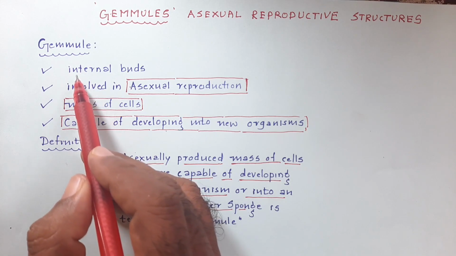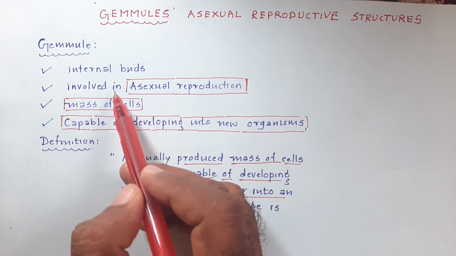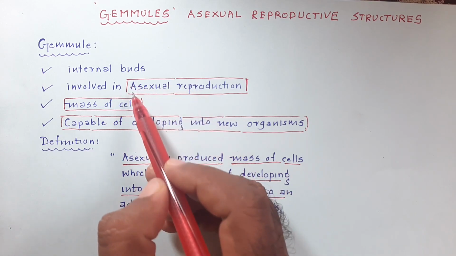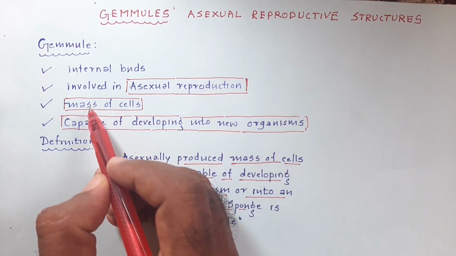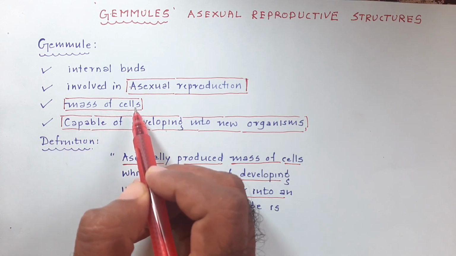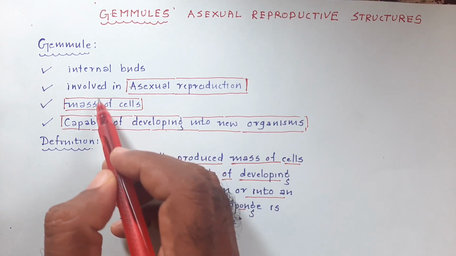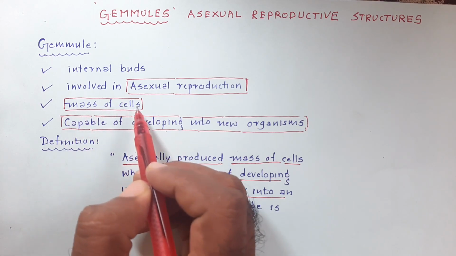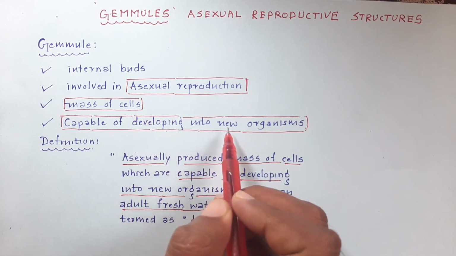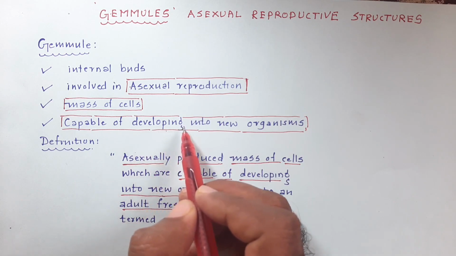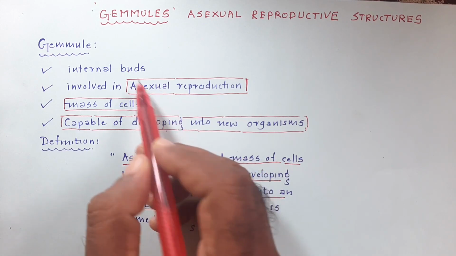So the gemmule is considered an internal bud, and mainly gemmules are involved in asexual reproduction. These act as asexual reproductive structures, and gemmules are basically a mass of cells. They are an aggregation of cells, and gemmules are capable of germinating into a new organism. So these three points are important to define the gemmule.